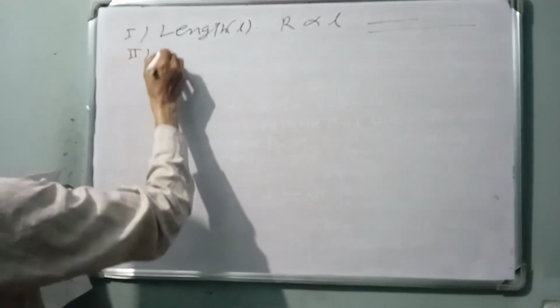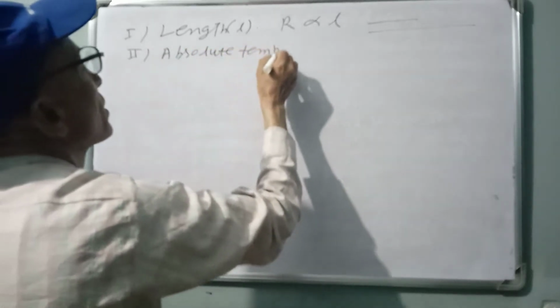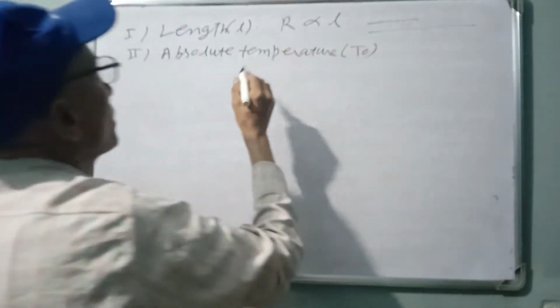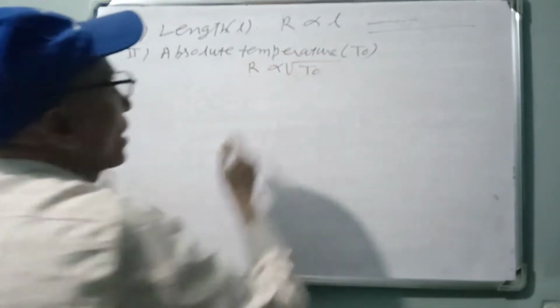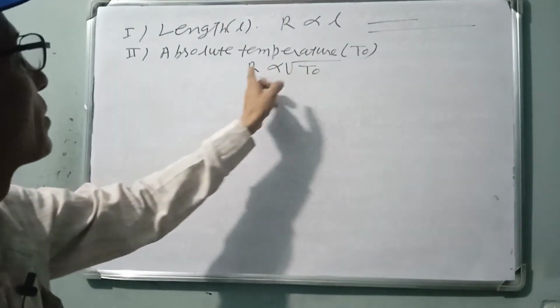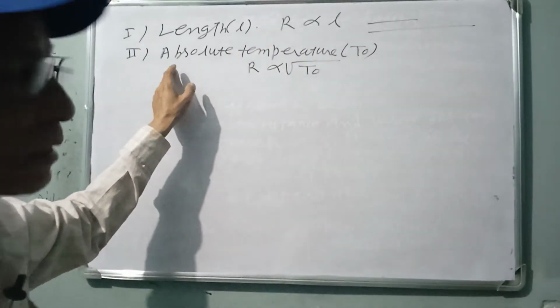Another, absolute temperature, T. That means resistance is directly proportional to the absolute temperature, square root of the absolute temperature. It means more temperature, more resistance.